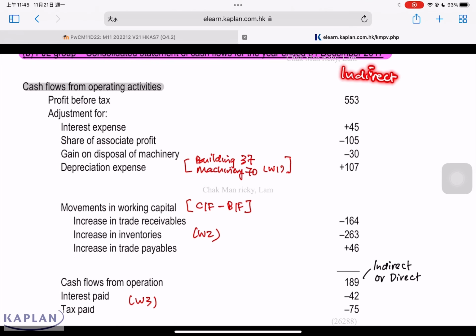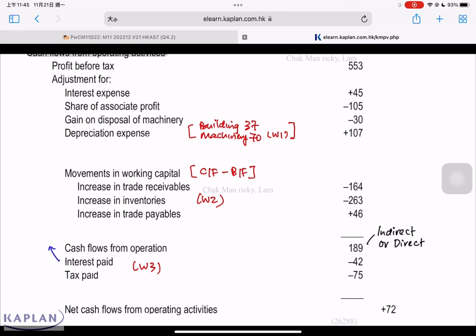For indirect method, we have to start out with profit before tax, make adjustment for non-cash, non-operating, and consider the movement in the working capital. After that, you have to put in the interest paid and tax paid. This interest paid may be at operating activity or it may be under financing activity. If you put under operating activity, it must be after this line, after the cash flow from operations. Alternatively, you may put under financing activity.